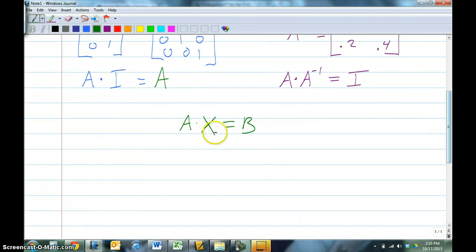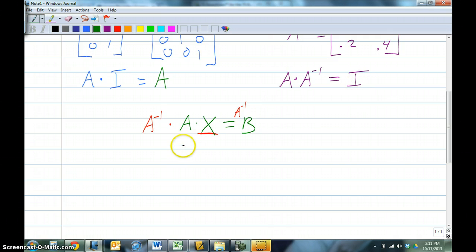Anyways, if we have matrix A times matrix X is equal to matrix B, we're going to solve for matrix X. Now, in order to get matrix A to go away, if this was an equation, we would divide by A, right? But with matrices, we never multiply by matrices or divide by matrices. So instead, we're going to multiply by the inverse of matrix A on both sides. But here's what's tricky about matrices. If we do a left side multiplication on this side, we have to do a left side multiplication on this side.